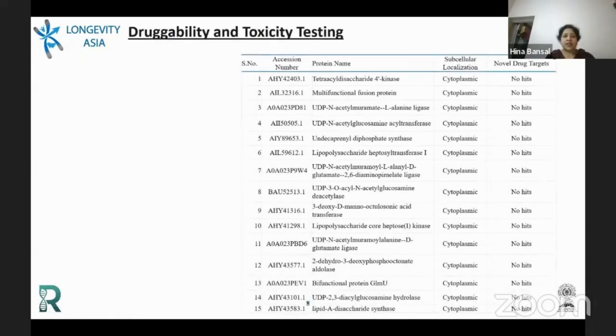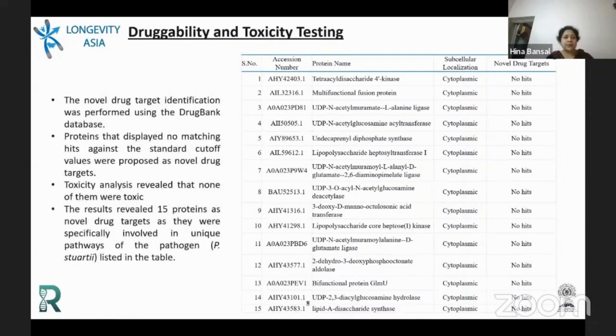Now we check the druggability and toxicity testing. A novel drug target identification was performed using the DrugBank database. Proteins that displayed no matching hits against the standard cutoff value were proposed as novel drug targets. Toxicity analysis revealed that none of the proteins were toxic in nature, and the result revealed these 15 proteins as novel drug targets, as they were specifically involved in unique pathways of the pathogen. These are listed in the table.